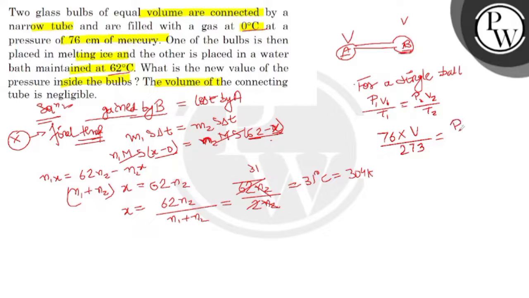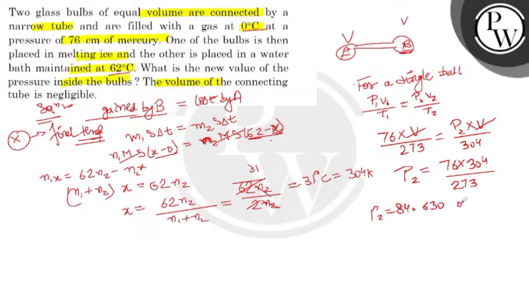P2 we have to find out. The volume is V, and the new temperature will be 304 Kelvin. V is cancelled out by V. We get the value of P2: 76 into 304 divided by 273. After solving this, we get 84.630.